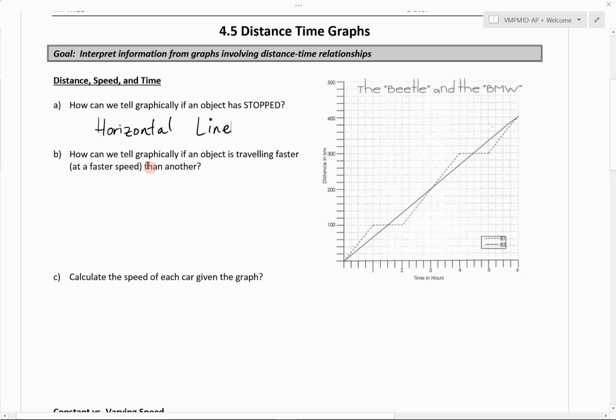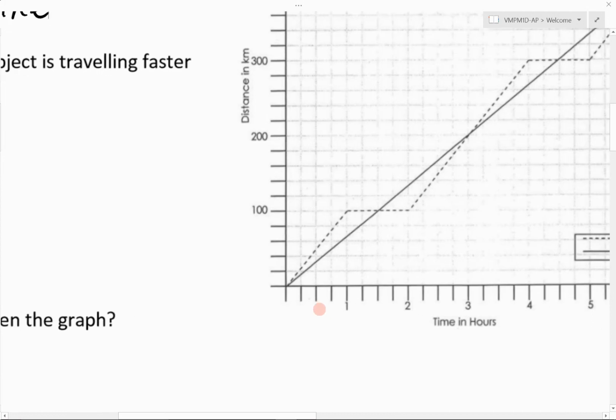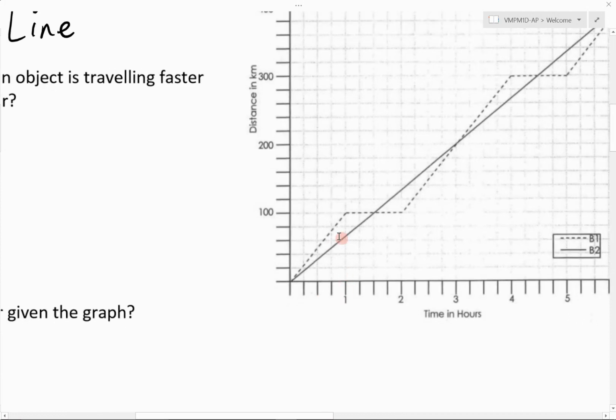Part B, how can we tell graphically an object is traveling at a faster speed than another? Compare what you see here with just up until 1 hour, from 0 to 1 hour. The solid line until 1 hour goes up to, let's say, 20, 40, 60, just a little over 60 kilometers. But the dotted line goes up to 100 kilometers. So it has gone faster than the solid line.